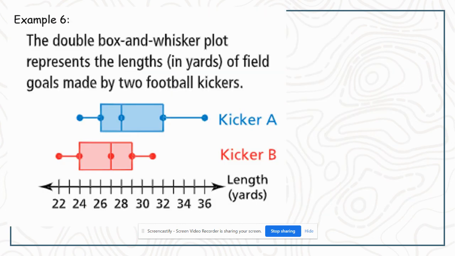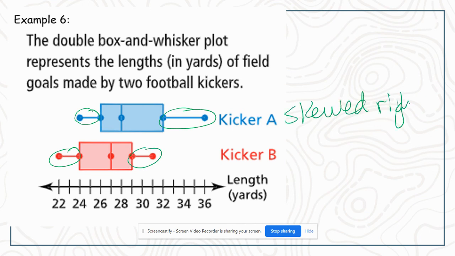So we're looking at kicker A and kicker B. Visually, we can see that kicker A, remember, we're not looking at the box part, we're looking at the whisker parts. Kicker A is skewed right because the whisker on the right is longer. You can also verify this by looking at the length of it. 32 to 36 is 4, versus here we have 24 to 26 is 2.